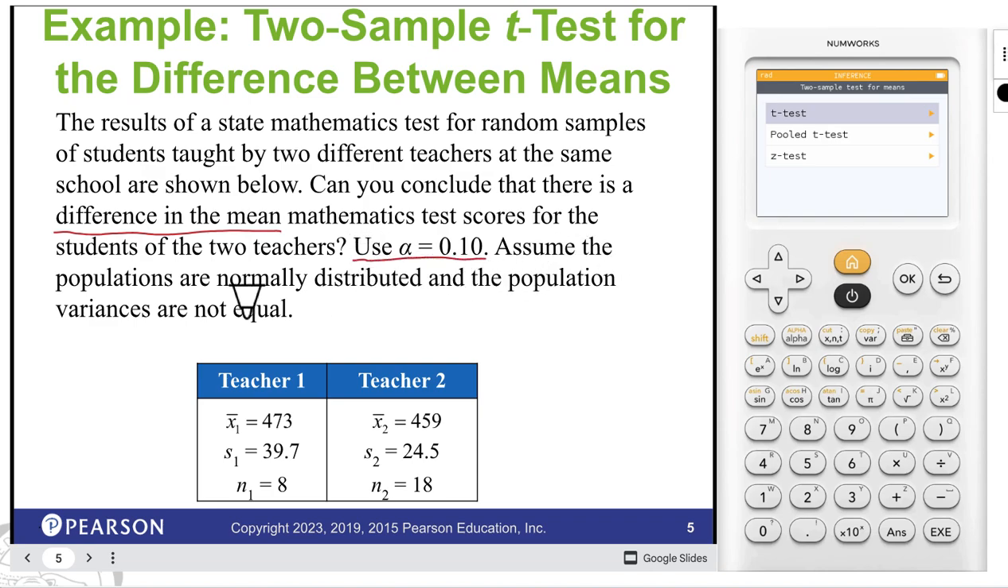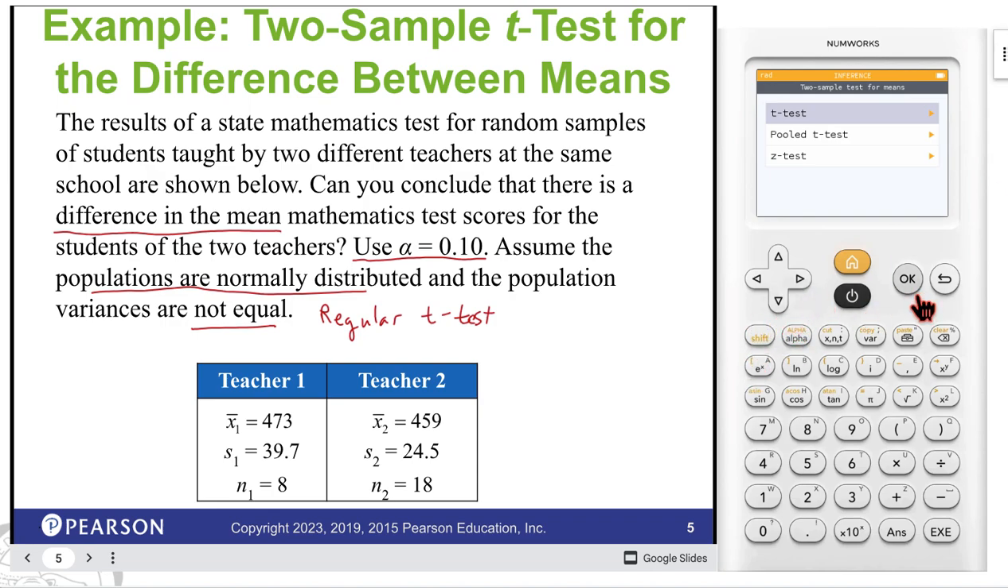We're told to assume the populations are normally distributed. So, okay, we can do this. And then we're also told the population variances are not equal. So we will not be doing a pooled test. They're not equal, so we do a regular t-test. Put that in there. And so let's go ahead and walk through this.